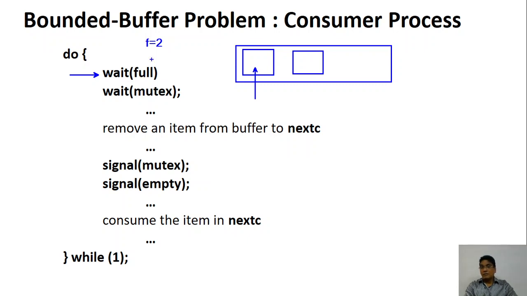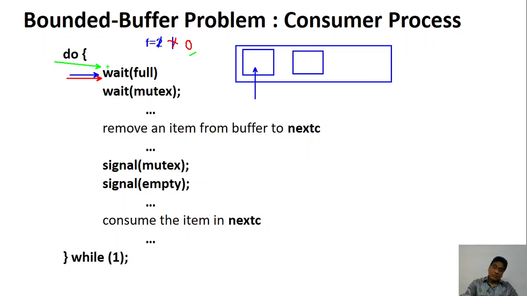At this wait, what will happen? The full value is reduced to 1. Immediately the second consumer will come. He will look at full, okay, full is 1. Last item is there, I am going to jump and take it. So this value will become 0. The third consumer comes and checks, and sorry, there are no more items available, so I will have to wait. So the third one will wait there.